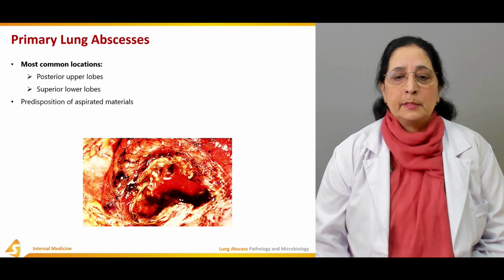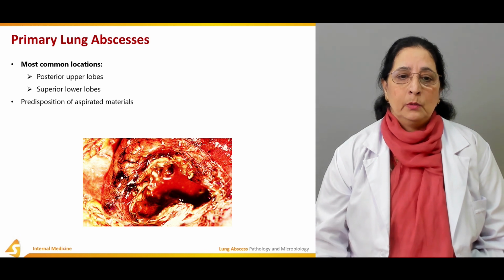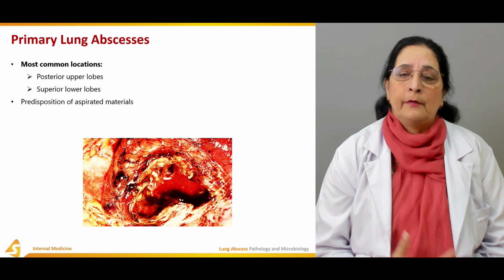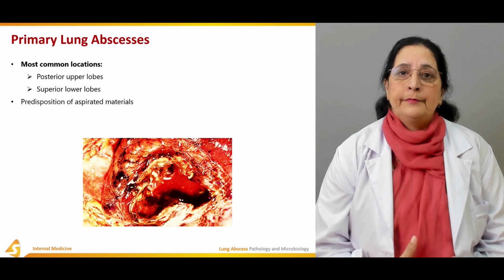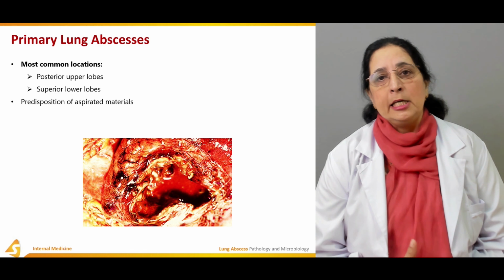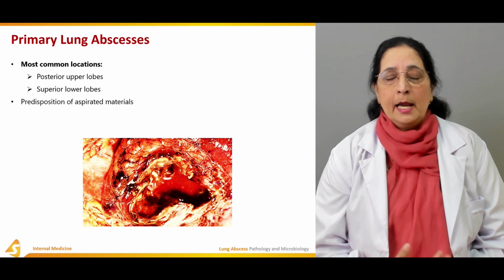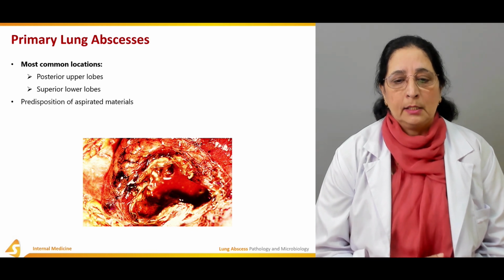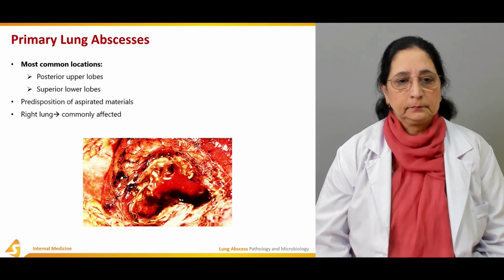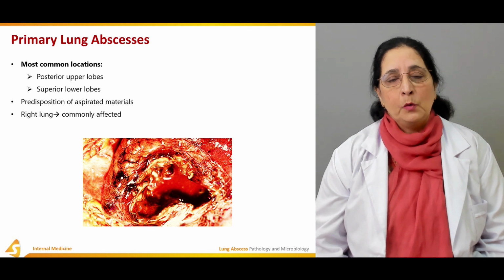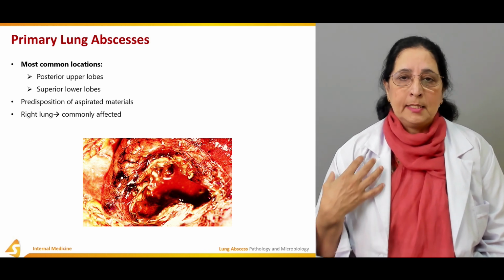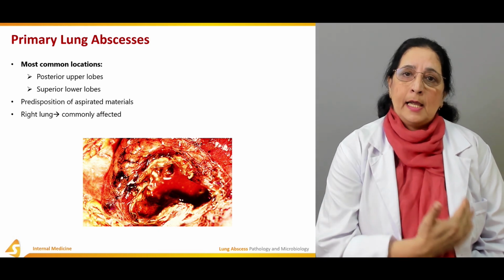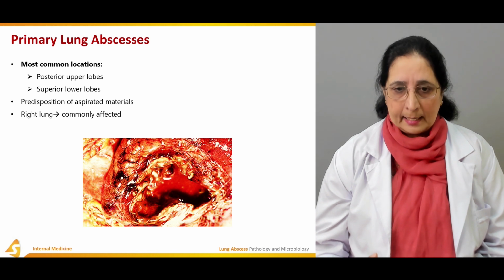Predisposition of aspirated material. So the predisposition mostly is as a result of aspiration of different material that can lead to the lung abscess, and the sites are posterior upper lobes and superior lower lobes. The right lung is most commonly affected, so the right side of the lungs is affected as compared to the left lung.